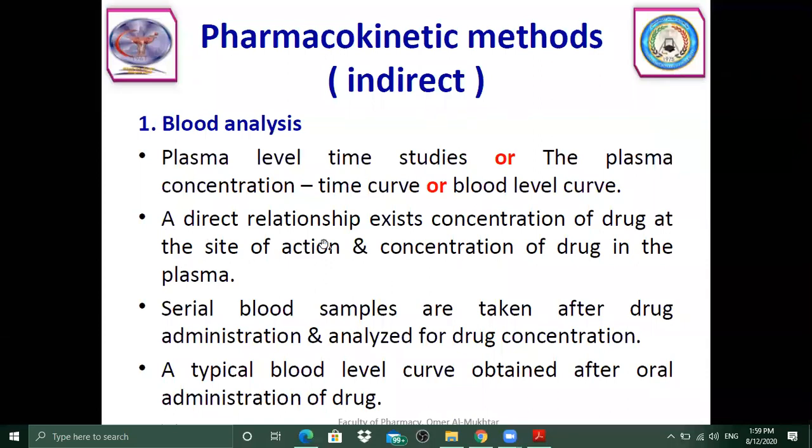So a direct relationship exists between the concentration of the drug at the site of action and the concentration of the drug in the plasma. If the concentration of the drug is higher at the site of action, that means the drug concentration is higher in the plasma as well.